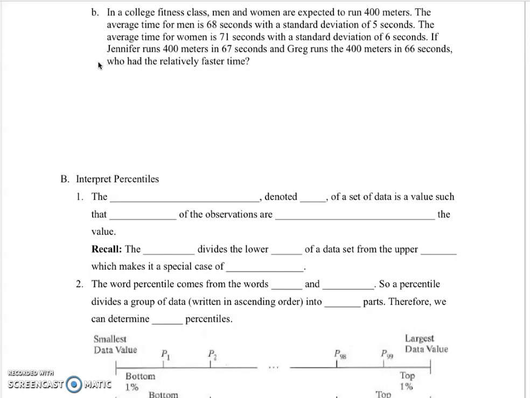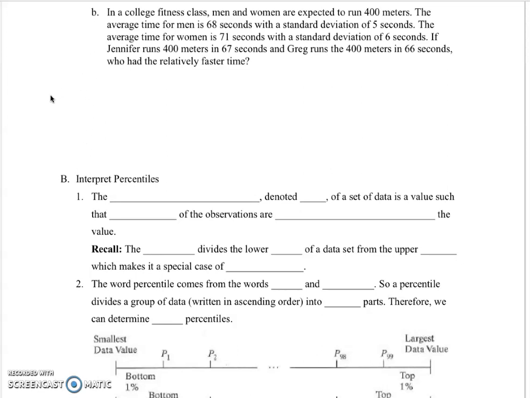At the end of the last video, we worked a problem about which baseball team had a relatively better run producing season, and the answer was the team with the higher z-score. And if you recall, I said that's not always the case. You have to take the context of the problem into account.